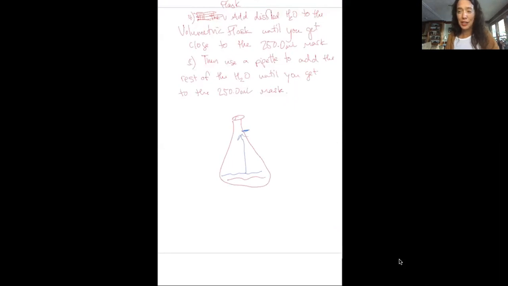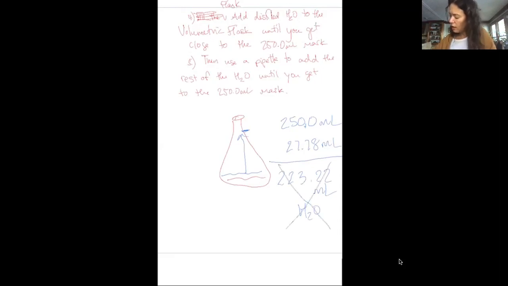This is what you don't do, right? We need a 250 milliliter solution. We added 27.78 milliliters of HCl. If I subtract that, I get 223.22 milliliters of water. Okay, that is what you do not do. There's no law of conservation of volume. So you do not subtract this and say, now add 223.22 milliliters of water. Don't say that. Don't even subtract.